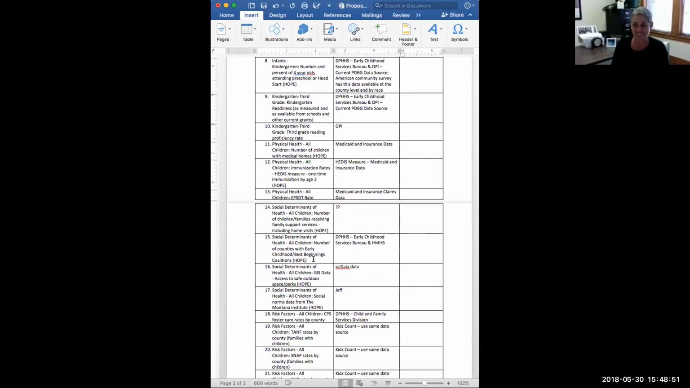And third grade reading proficiency is already being used as a proxy for readiness, since readiness is so hard to get.